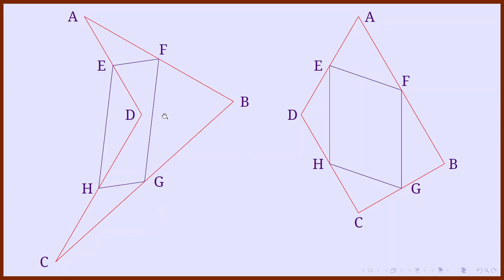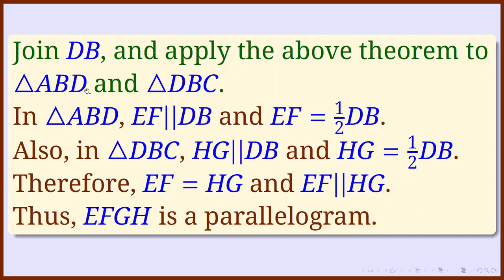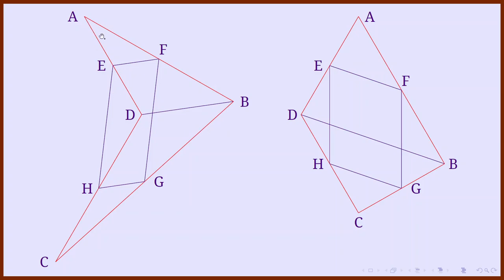So we join DB and apply the above theorem to the triangle DAB, and also to the triangle DBC. Like this we join. So join DB and apply the above theorem to triangle ABD and DBC. What is ABD? ABD is this one and DBC is this one.